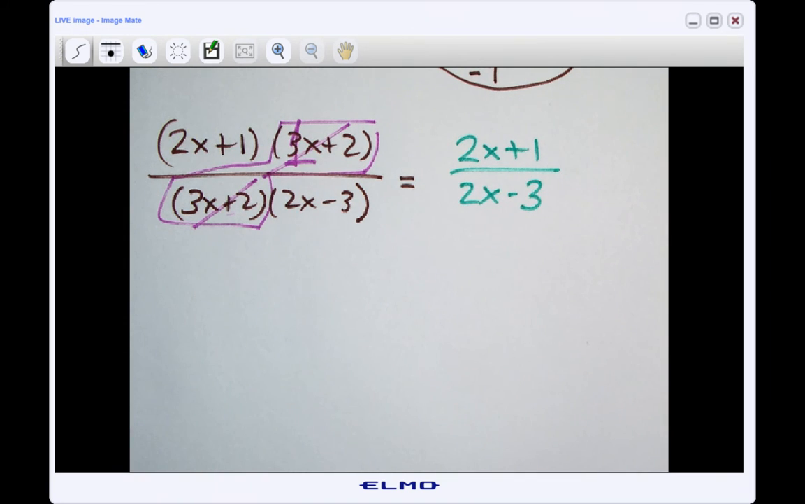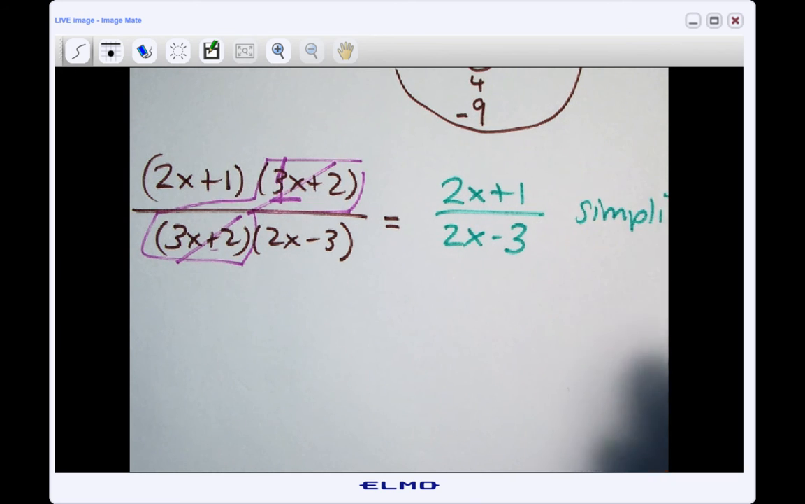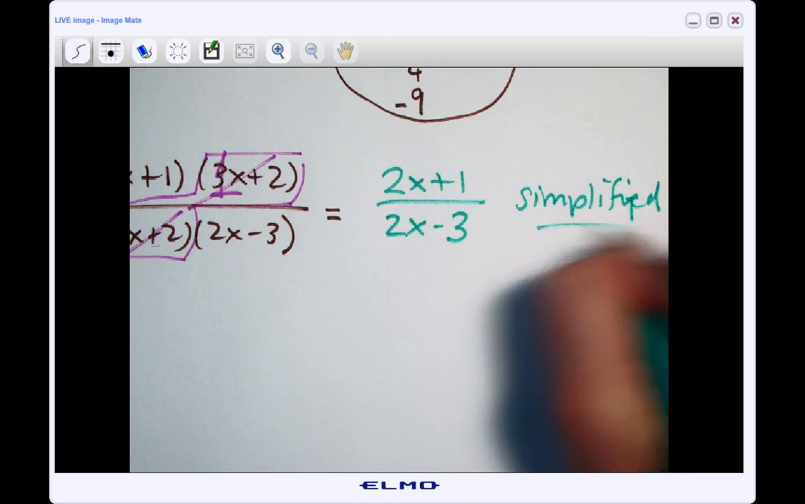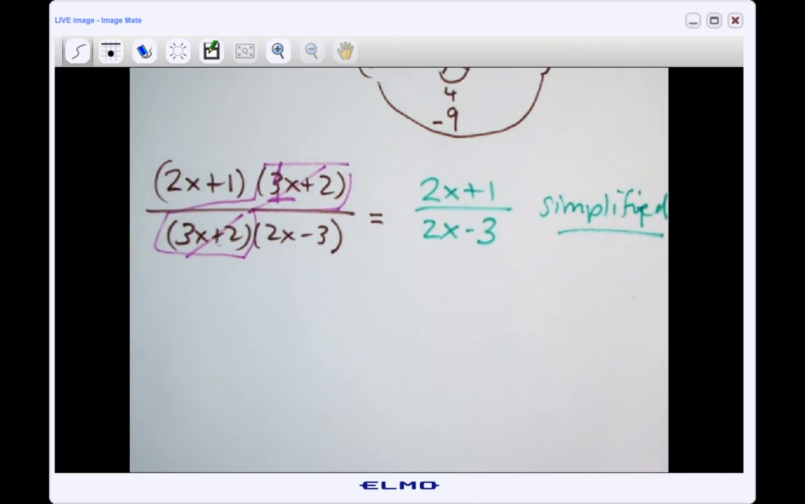All right, so now it is simplified. There's no more factors for me to divide out. So I guess I should say simplified, right? It's already simplified. All right. So there it is. Now let's talk about our excluded values.